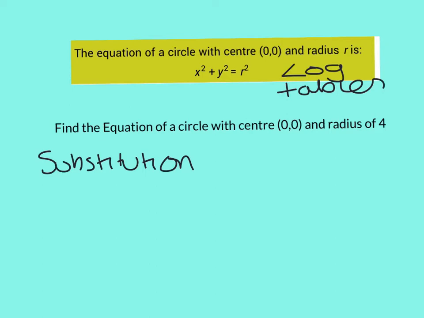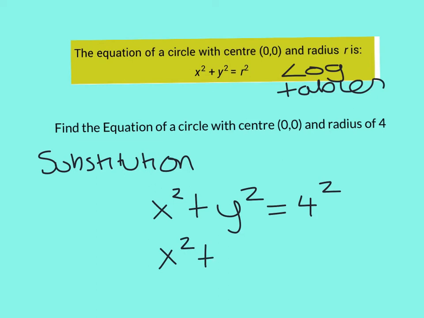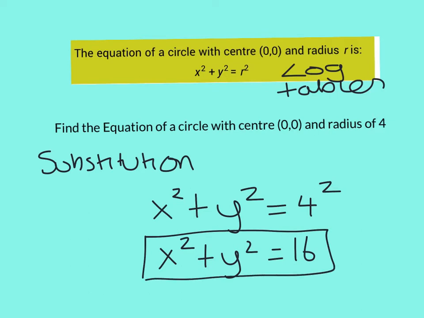So my centre is 0, 0, so I don't have to do anything with that. And my radius is 4. So what I'm going to get is x squared plus y squared equals 4 squared, which we know is x squared plus y squared equals 16, and that's my equation of the circle. I don't even have to do anything with the centre because it's 0, 0. I just want to find the equation of the circle.